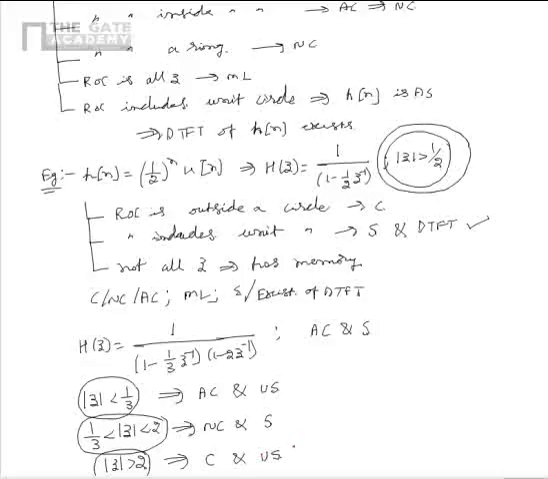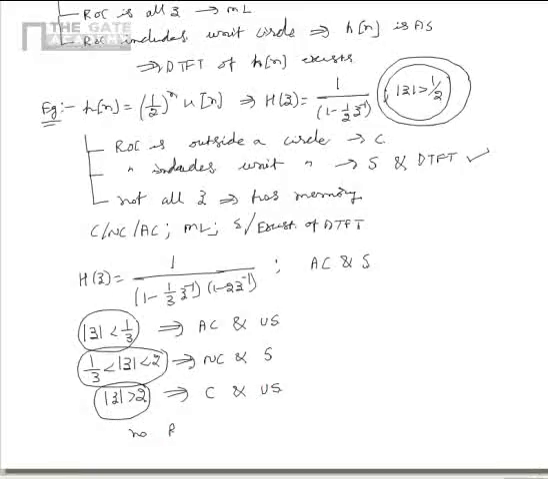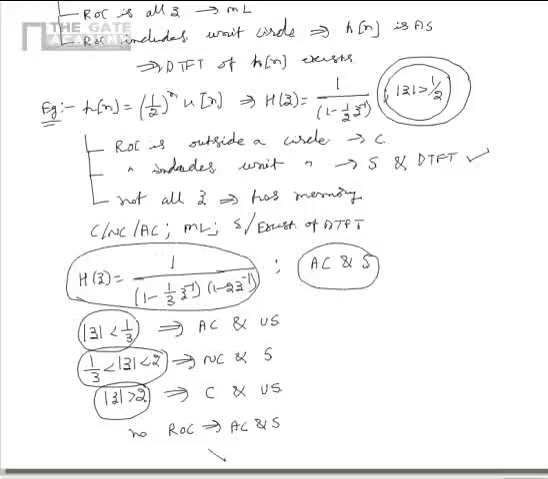From this, we see that there is no ROC which corresponds to anti-causality and stability. From this, we can say that the given system with the required properties is not possible.